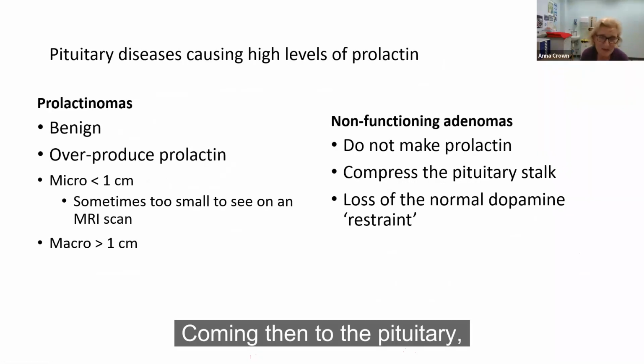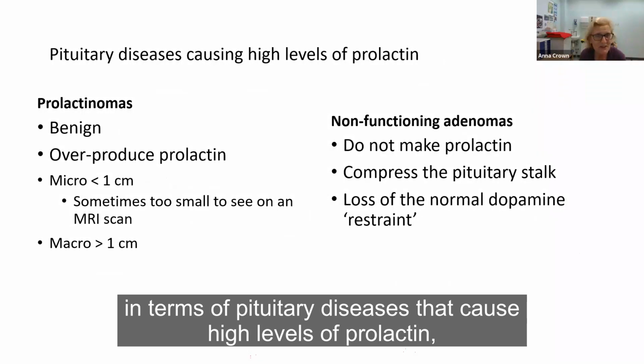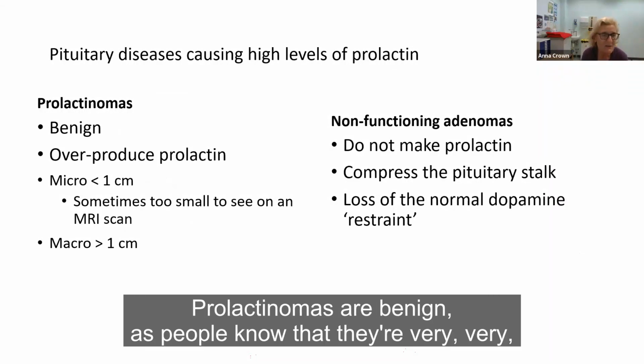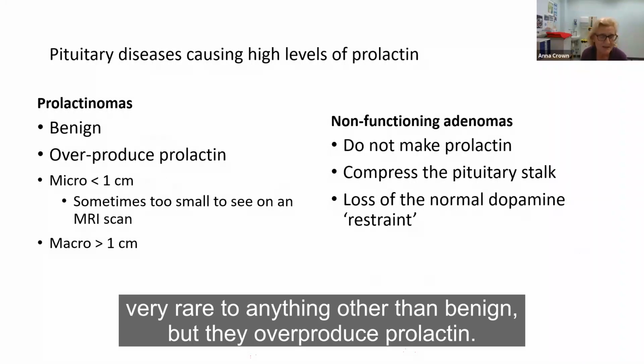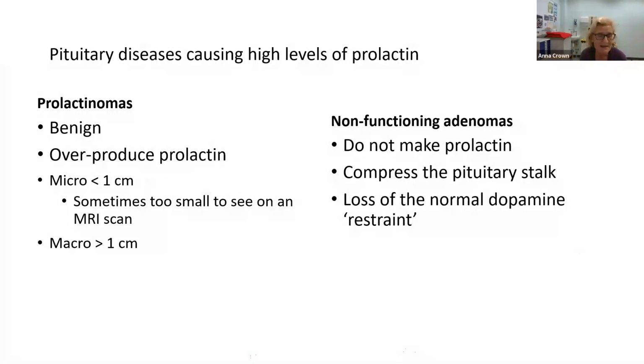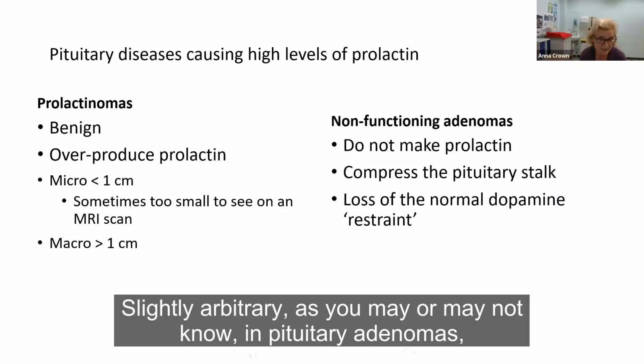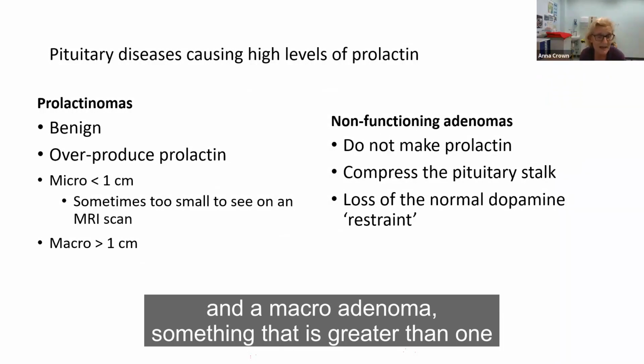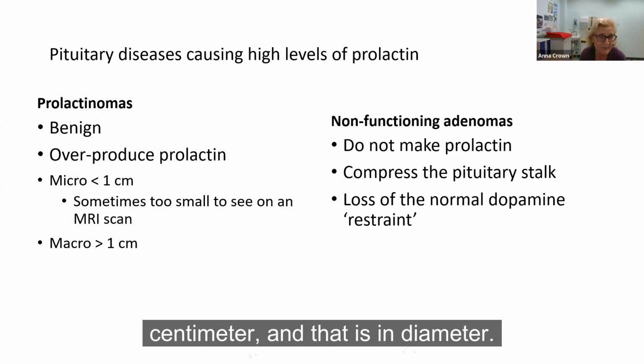So coming then to the pituitary. In terms of pituitary diseases that cause high levels of prolactin, you've got prolactinomas and non-functioning adenomas. Prolactinomas are benign, as people know. They're very seldom anything other than benign, but they overproduce prolactin. And slightly arbitrarily, in pituitary adenomas, we call a microadenoma something that's less than 1 centimetre, and a macroadenoma something that is greater than 1 centimetre in diameter.